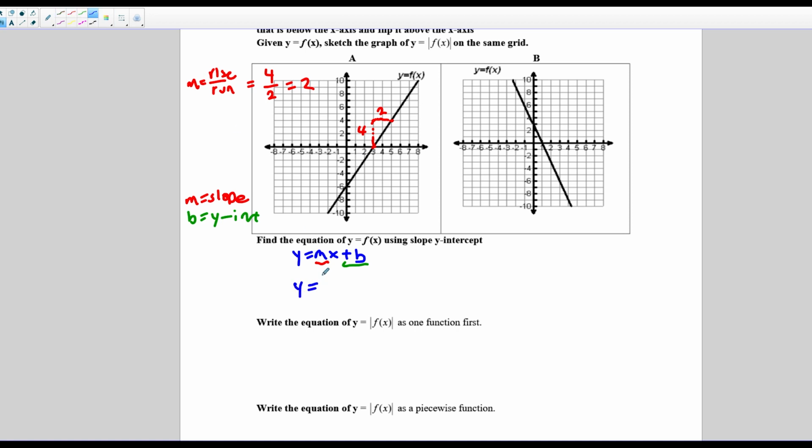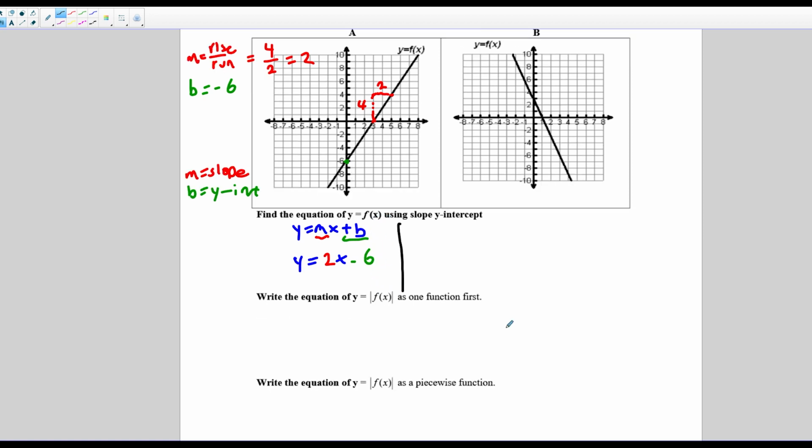So y is equal to 2x. And our y-intercept is right there. It's at -6. So in this case, b is equal to -6. So y is equal to 2x minus 6 is going to be our slope-intercept form of our formula. So y is equal to 2x minus 6 is going to be our equation of y is equal to f of x.